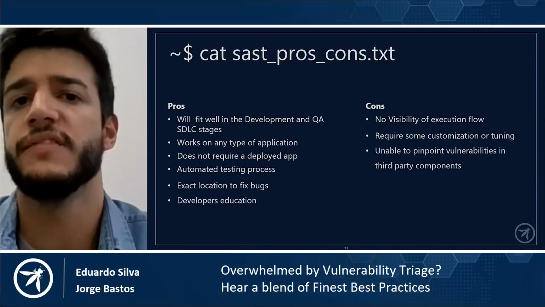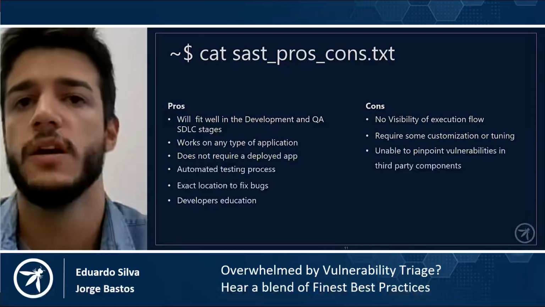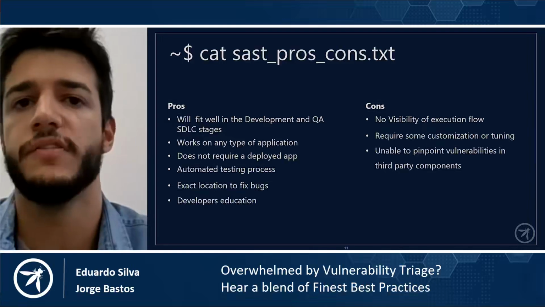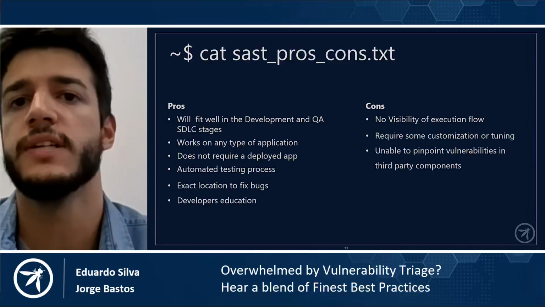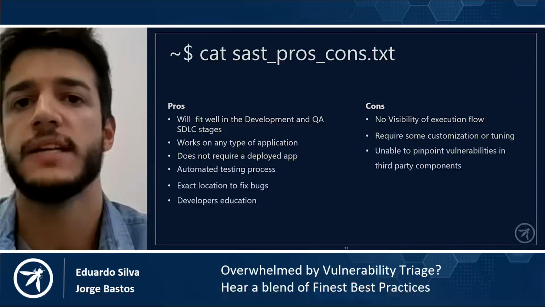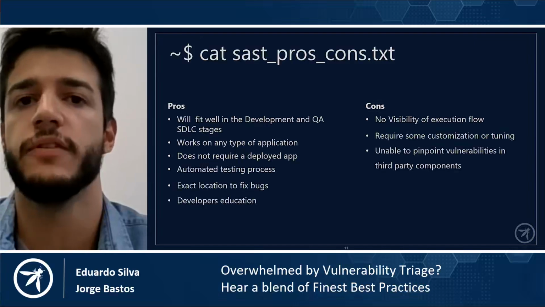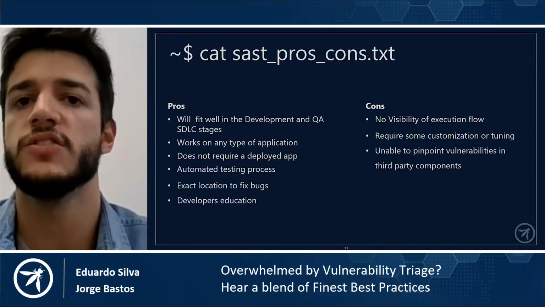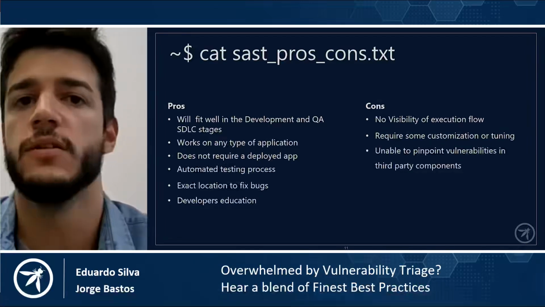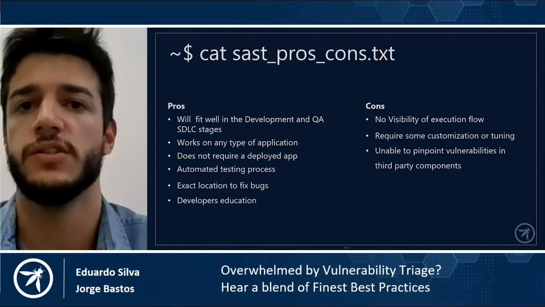Another disadvantage of SAST solutions is that it has no visibility of the execution flow. Thus, it is not capable of identifying vulnerabilities in runtime environments. Looking at the bright side, SAST has many strengths to offer. It not only works on any type of application, but also it does not require a deployed app, allowing you to run a scan on any kind of file you want in your application.